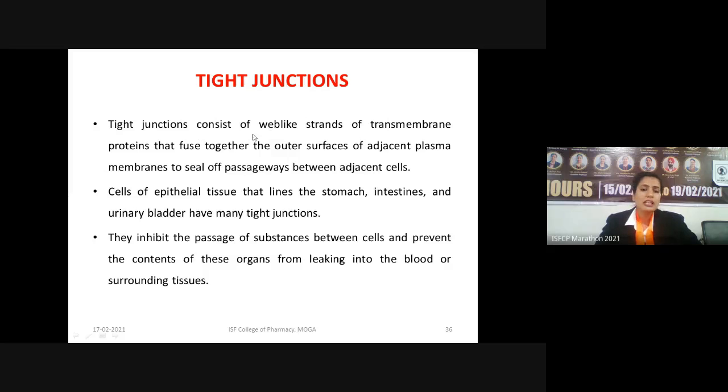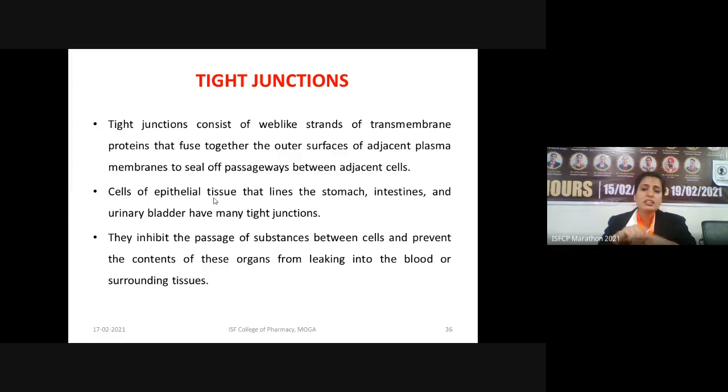They consist of the strands of the transmembrane proteins, the proteins which are present on the surface of the plasma membrane. They fuse together to the outer surfaces of the adjacent, that is neighboring, plasma membrane, to seal off the passageways between the adjacent cells. The examples are the cells of the epithelial tissue which lines the stomach, intestine and urinary bladder, and they have many tight junctions. Now why are the tight junctions present at these sites mainly?